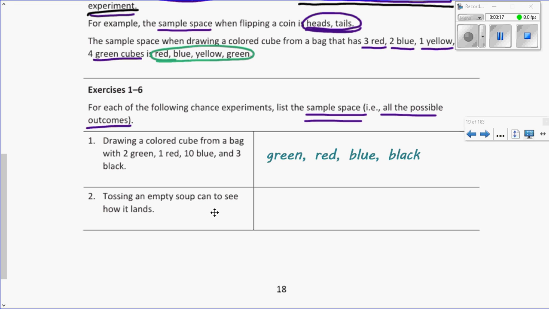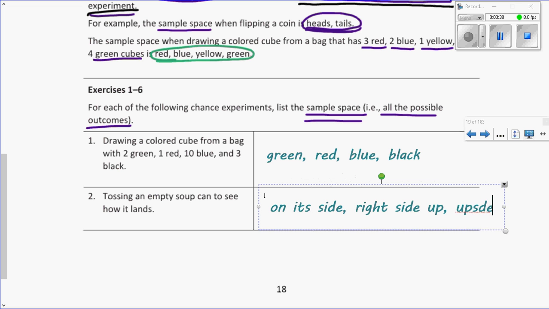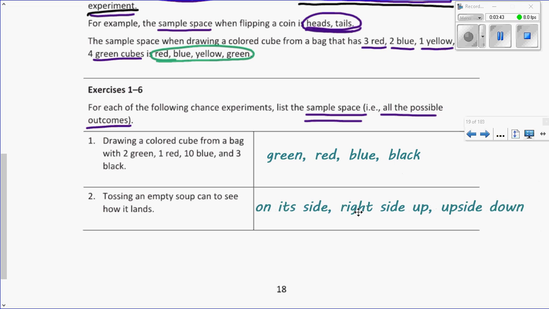Okay, if you toss an empty soup can and see how it lands, we could say very similar to the cup up there. It could land on its side, and then it could land right side up or upside down, just like the cups from above. And keep that in mind because there's a part where you're going to actually perform your own experiment.